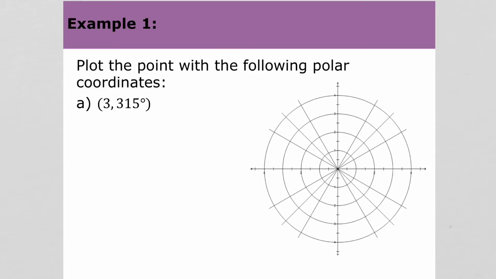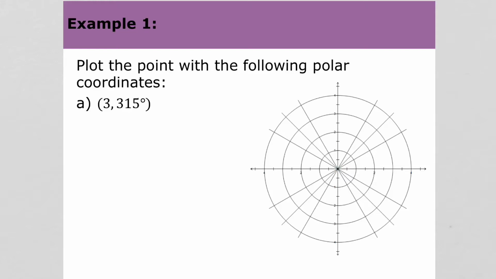the horizontal axis is not the x-axis anymore. It's called the polar axis. The vertical axis is not called the y-axis anymore. It's called the line theta equals pi over 2. And the center, instead of being called the origin, is called the pole.